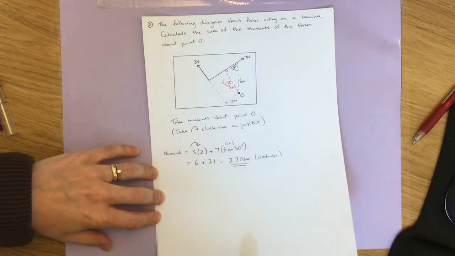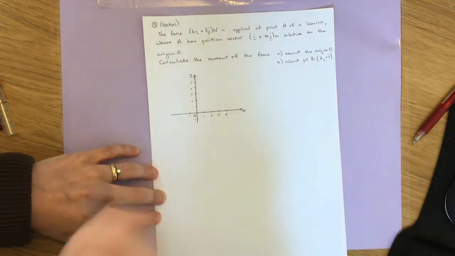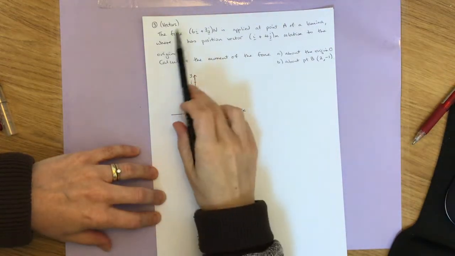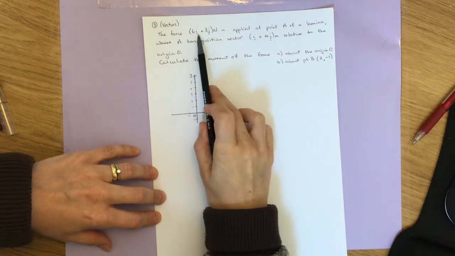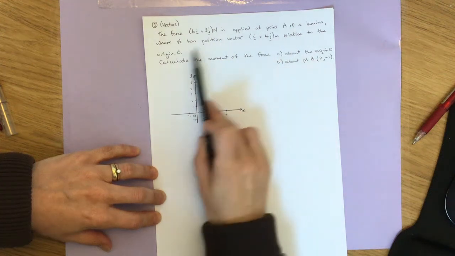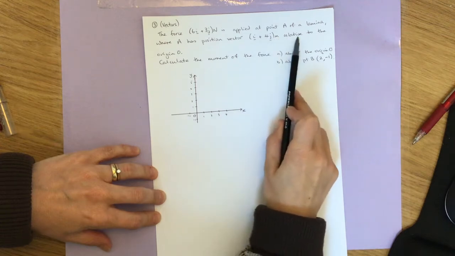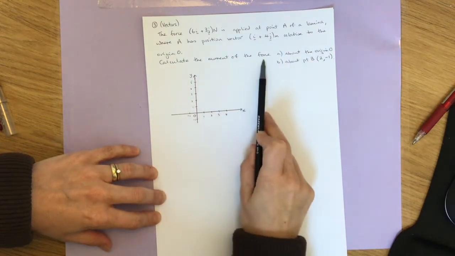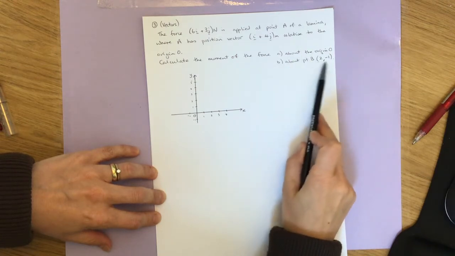Final question, just in these initial examples, is one with vectors involved. So here's our question. The force (6, 3), if it was in a column vector, so 6i plus 3j, so 6 horizontally and 3 vertically, newtons, is applied to a point A of a lamina, where A has the position vector (1, 4) meters relative to the origin. Calculate the moment of the force, and we're asked to do two separate things here. Once about the origin, and then about this other point that they're telling us is the point (2, -1).